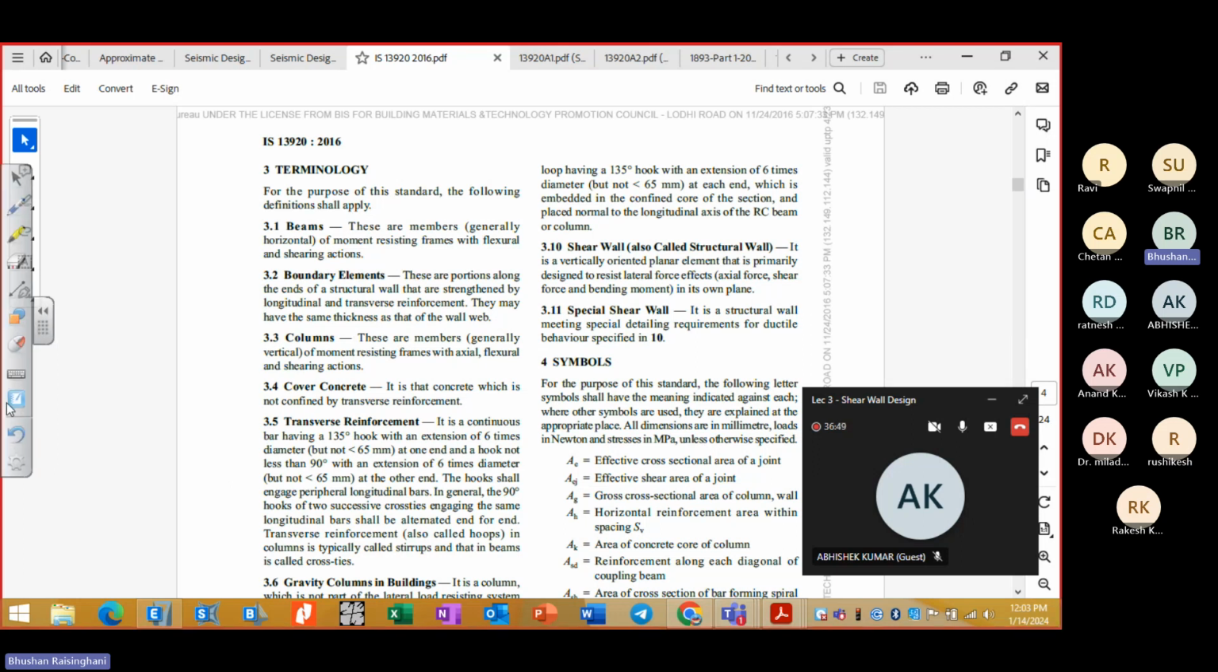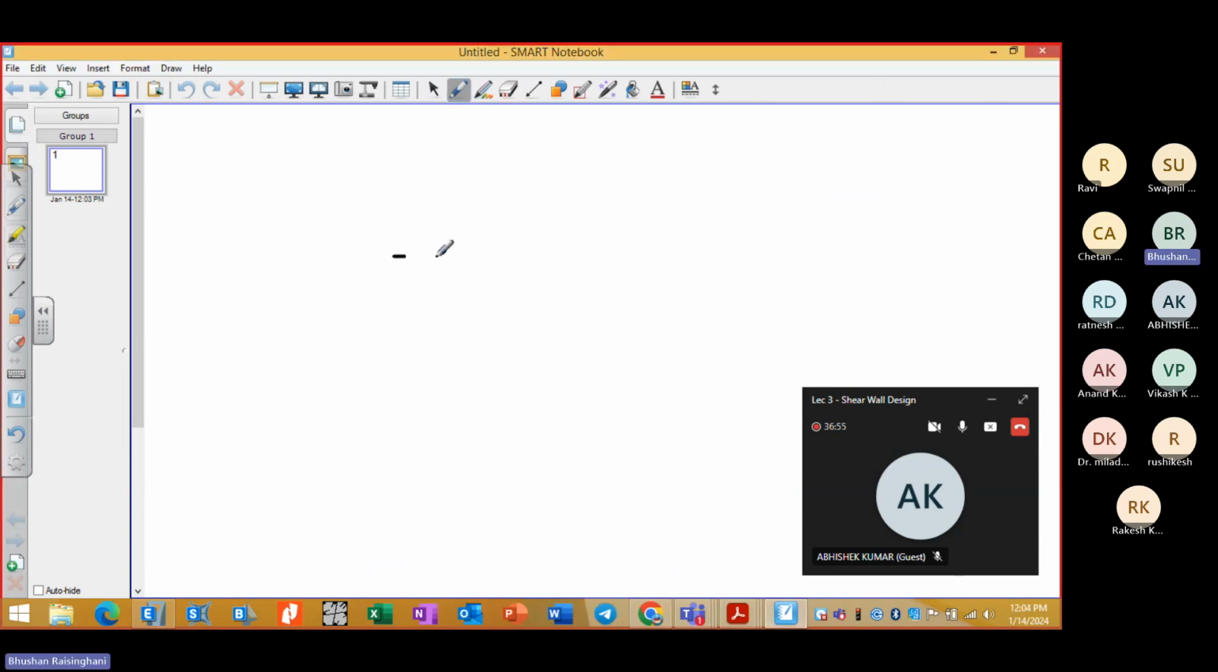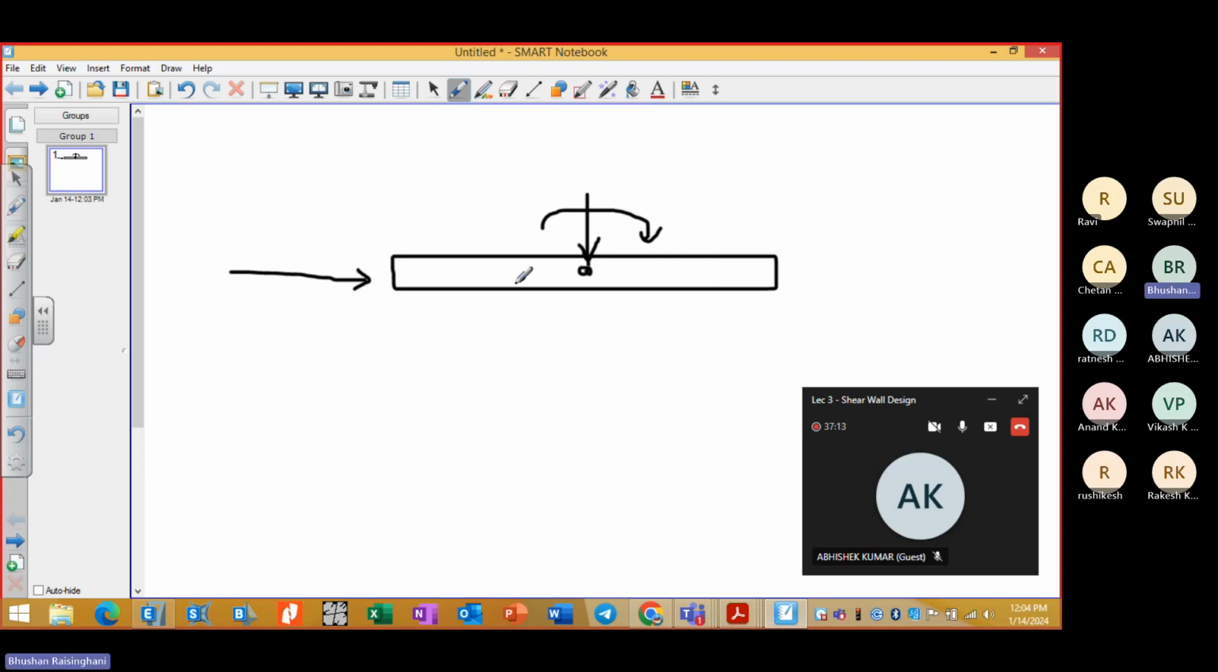If I draw this particular behavior of the shear wall, if this is the wall and forces are in this direction, there will be axial force, lateral force, axial force, and there will be a moment on the wall. So all are in plane. So we are asking the shear wall to resist in this particular direction only. Out of plane would have been if you were resisting in this other direction.